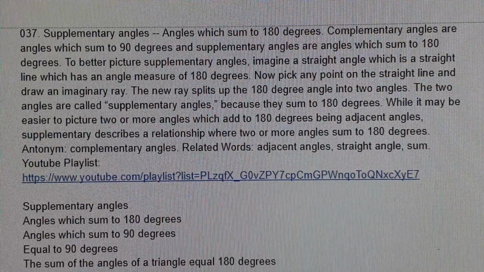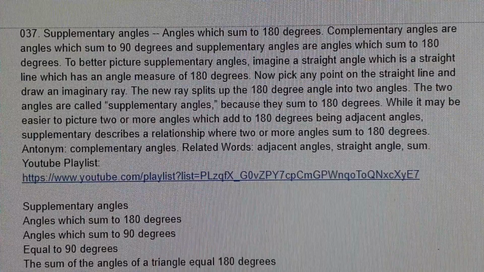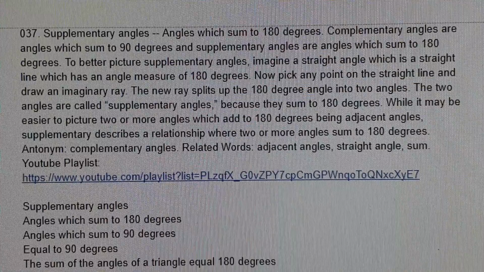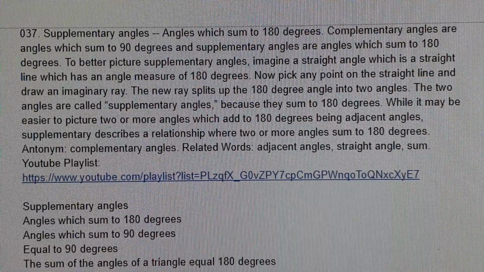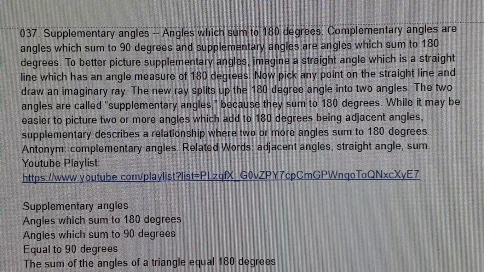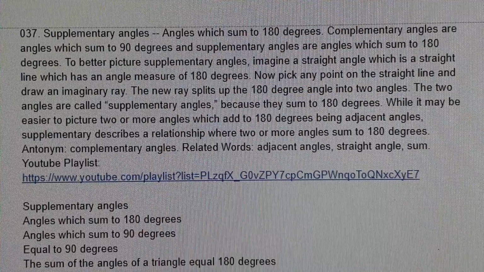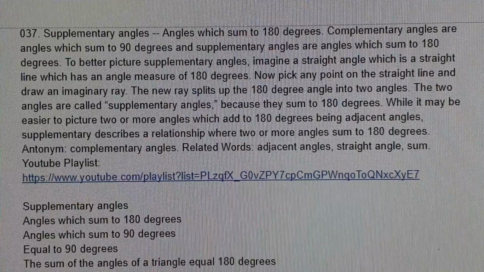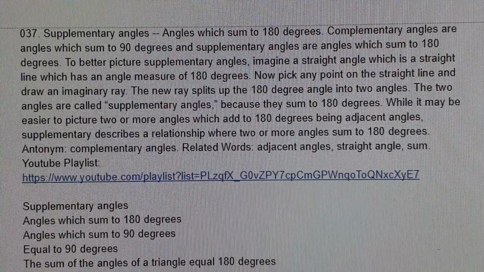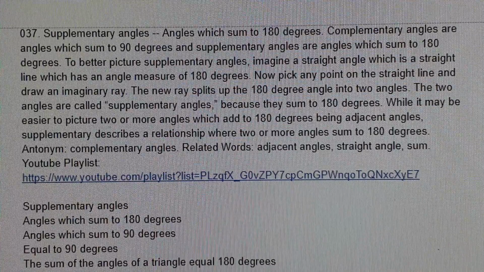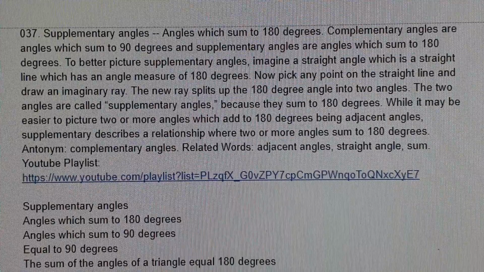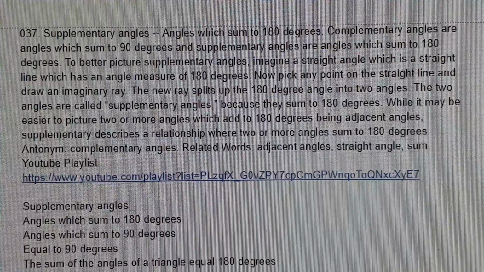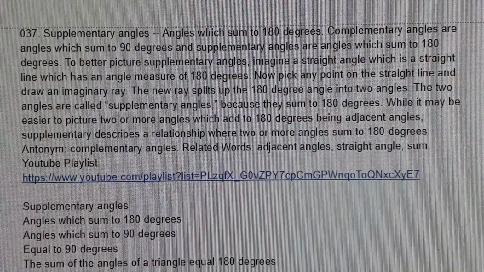To better picture supplementary angles, imagine a straight angle, which is a straight line, which has an angle measure of 180 degrees. Now pick any point on the straight line and draw an imaginary ray. The new ray splits up the 180-degree angle into two angles. The two angles are called "supplementary angles" because they sum to 180 degrees.